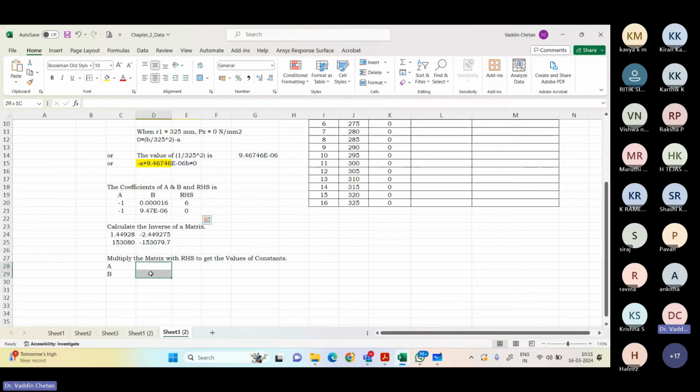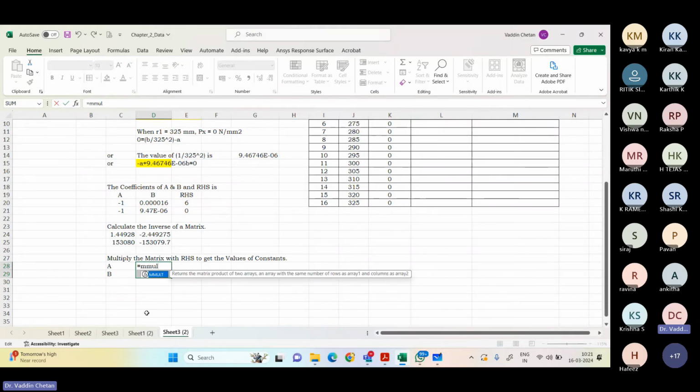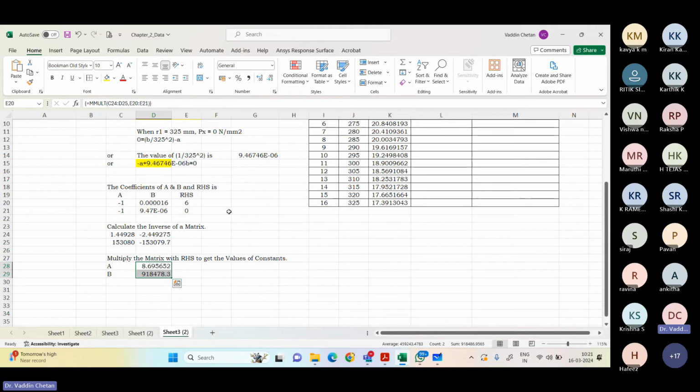So I will select the 2 by 1 range and press the F2 button. Again, for matrix multiplication, we have a function called MMULT. Select that, and it is asking you to choose array 1. Array 1 is the inverted matrix, and then comma, array 2 is your RHS. Close that and press Control Shift Enter. You would have got the values of A and B.